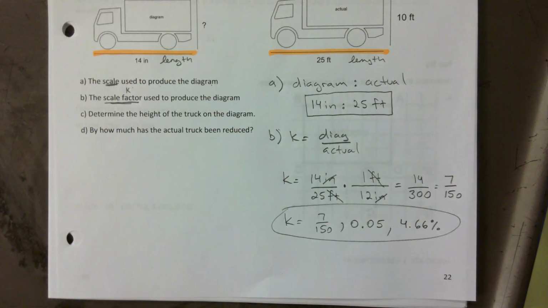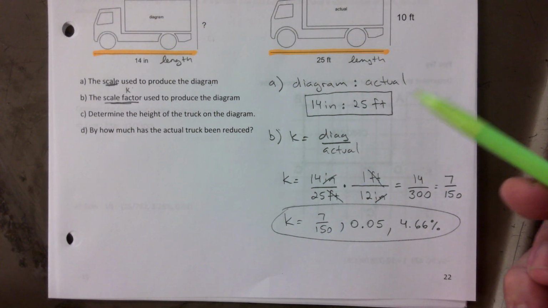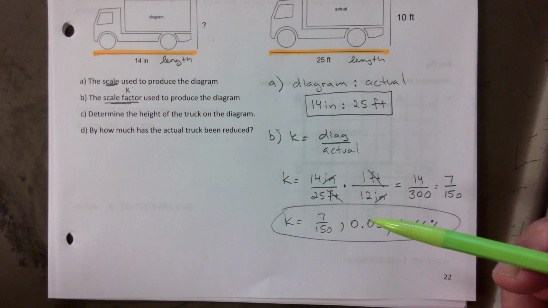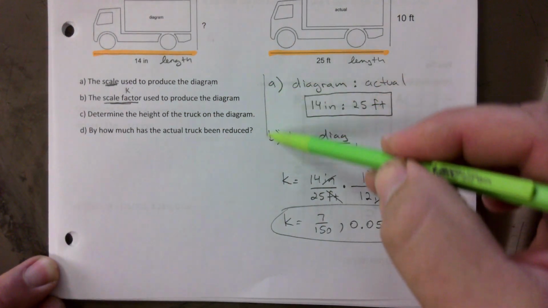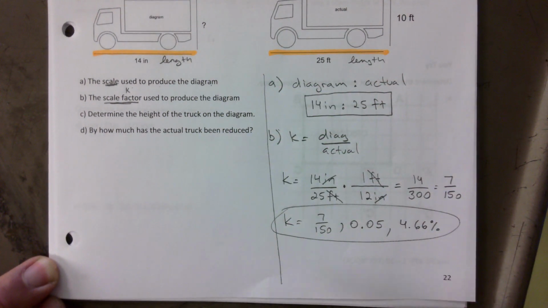That's the scale factor there in the 3 formats. So the difference between a scale and scale factor is you need to get rid of the units. Got it, okay? I'm going to cut that there.